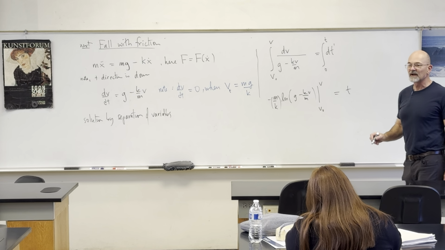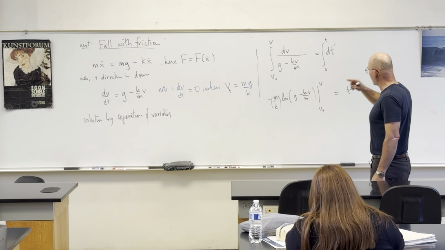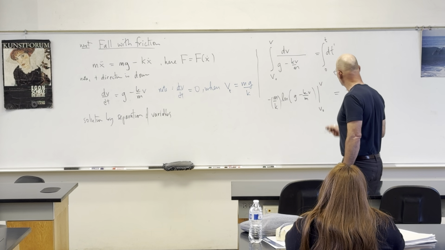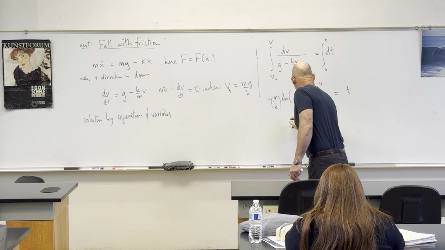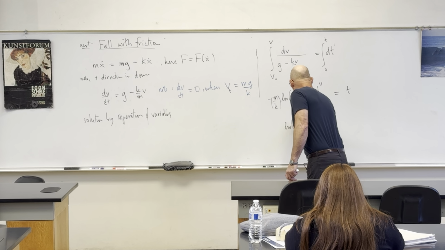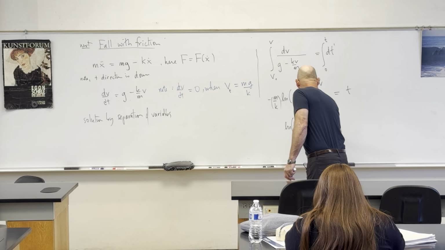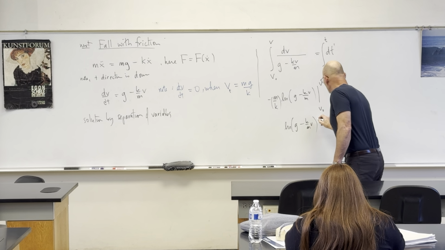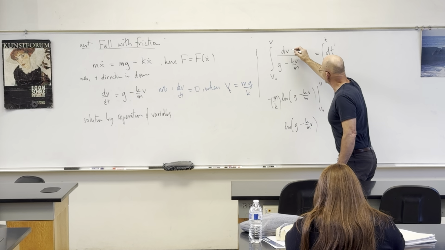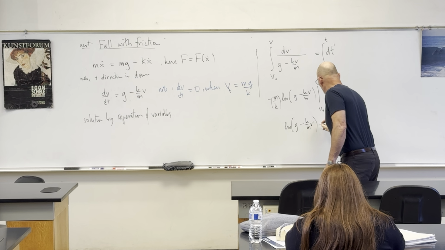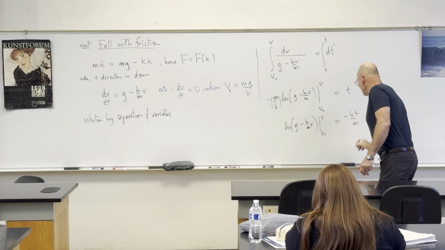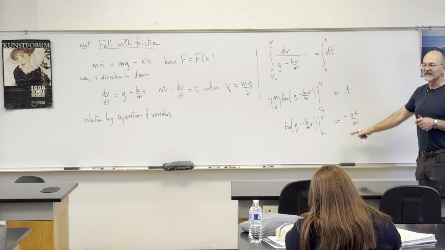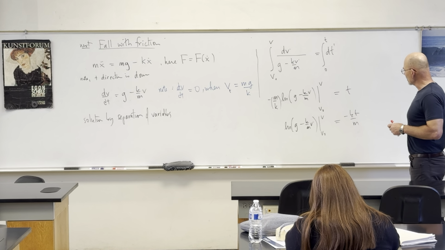And we'll just work on this for a couple of steps to get the proper form. So we're going to multiply by k over m. Okay, so we have the natural log of g minus k over m v prime, we could call this prime, it's the integration variable, and it's going to be minus kt over m. This is the actual combination that's interesting: kt over m, not t alone.